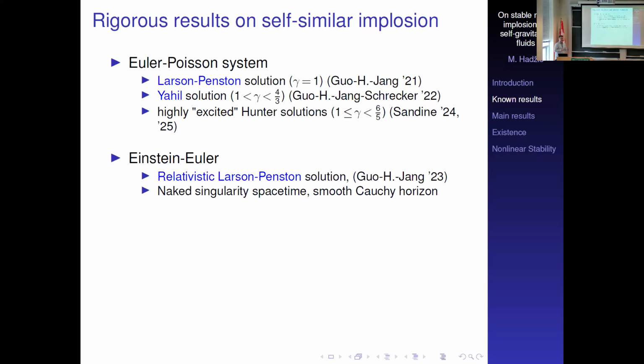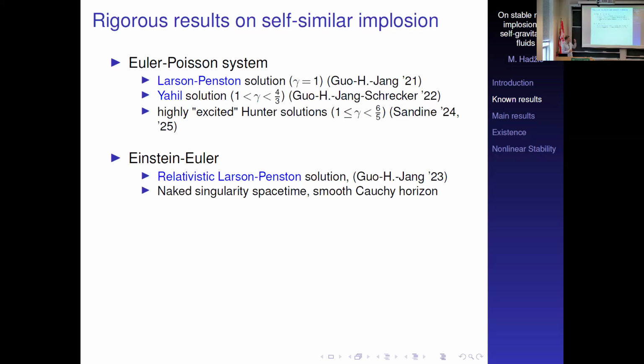What about the relativistic analog of this problem? This is a result from a few years back. By the way, I did not introduce the Euler-Einstein system, but if you ask me what it is, the correct answer is it is exactly what you imagine it to be: the coupling of Euler to Einstein. In this work, we prove the existence of the relativistic analog of the Larson-Penston solution, which comes with an interesting feature. It implodes, and this type of implosion triggers some kind of gravitational blowup, curvature blowup.